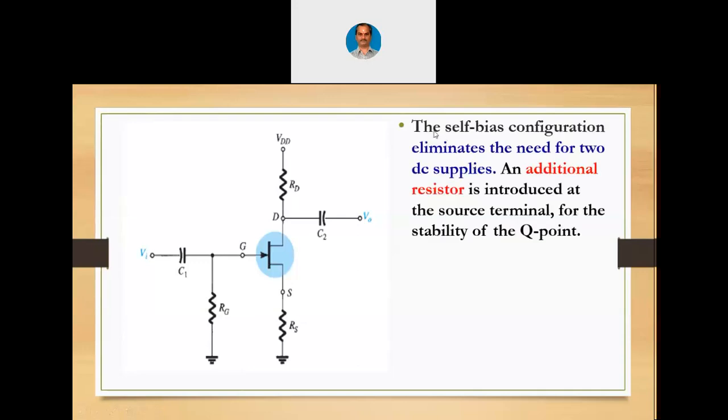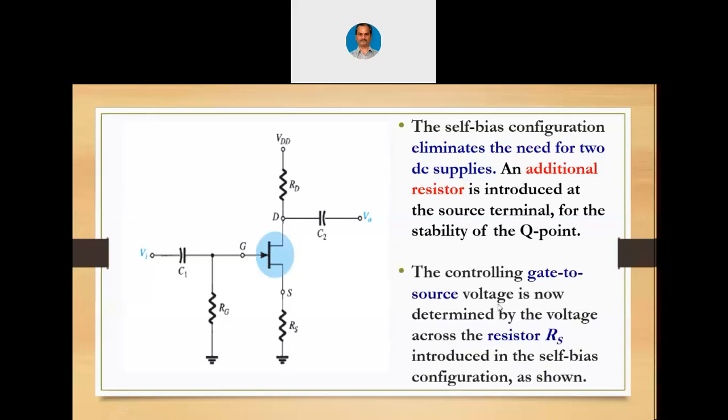So brief explanation: the self-bias configuration eliminates the need for two DC supplies. An additional resistor is introduced at the source terminal for the stability of the Q point, because if this RG is not there, we will not have DC gate voltage at all across the gate, and we cannot turn off the device at all, or we cannot turn off the device even half as such. So this resistor is required. Now the controlling gate to source voltage is now determined by the voltage across the resistor RS introduced in the self bias configuration as shown.